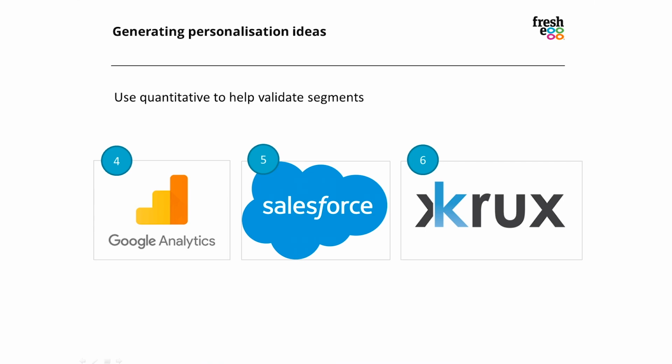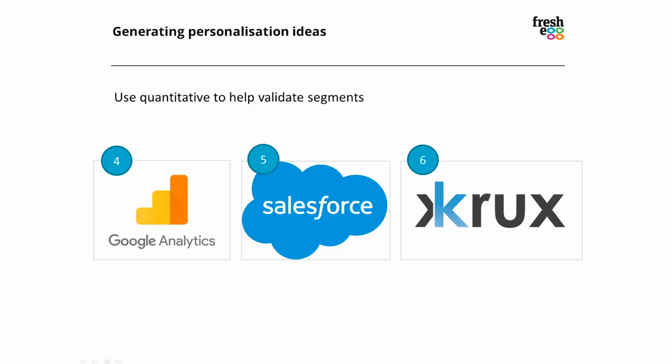And then DMP data, so Crux as an example, can be used to identify third-party segments, so third-party data sources that can be segmented to understand if users have different attributes or behaviours that don't necessarily occur on your site but can still be used to personalise through your users.